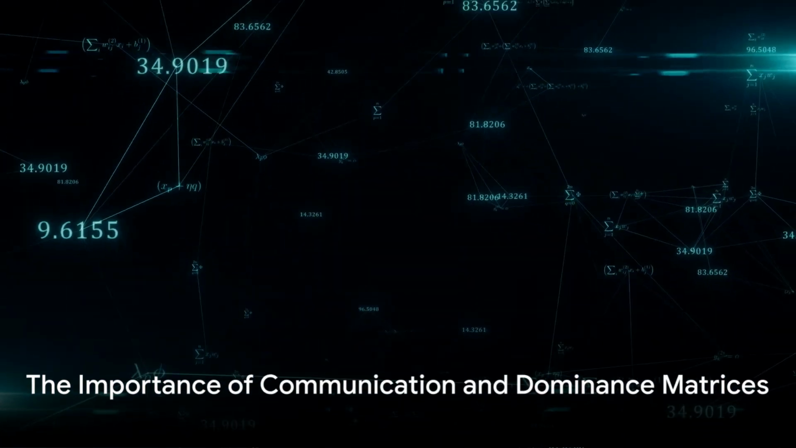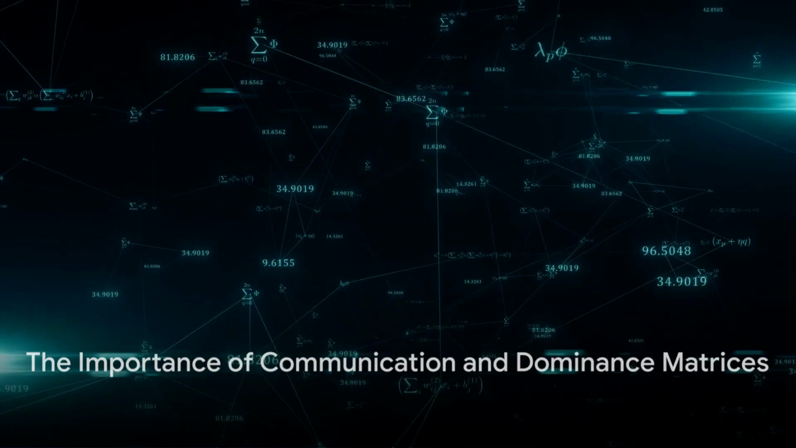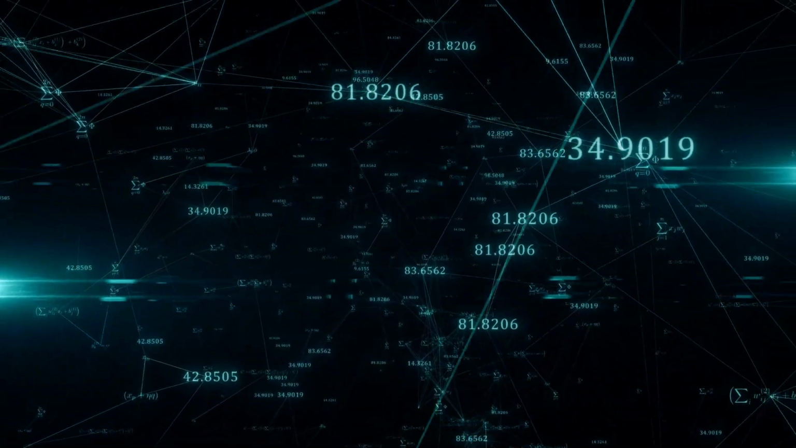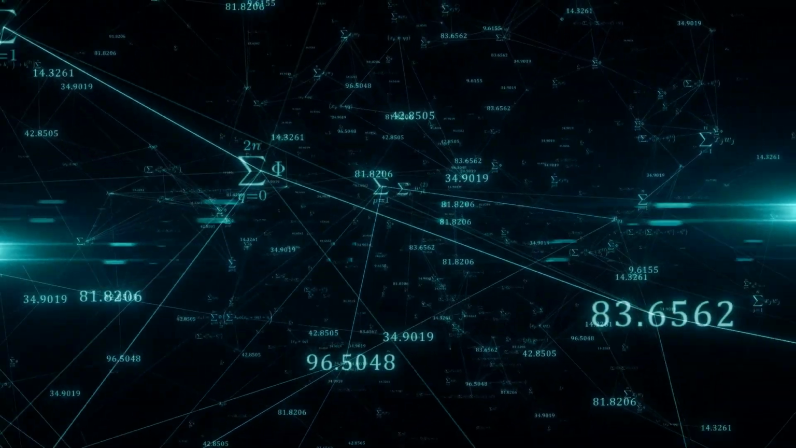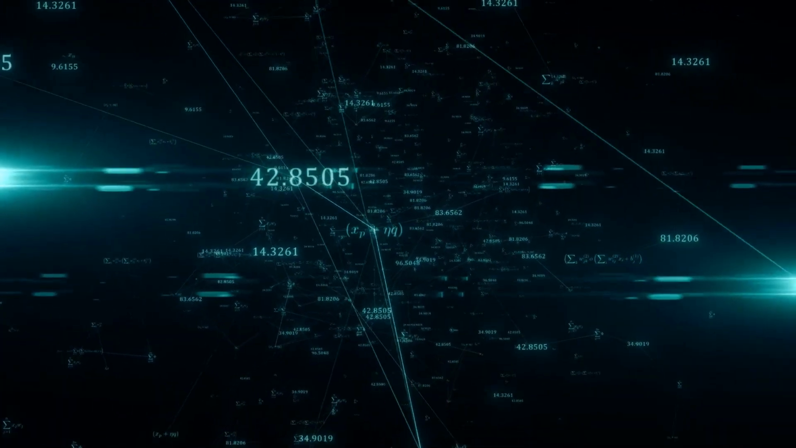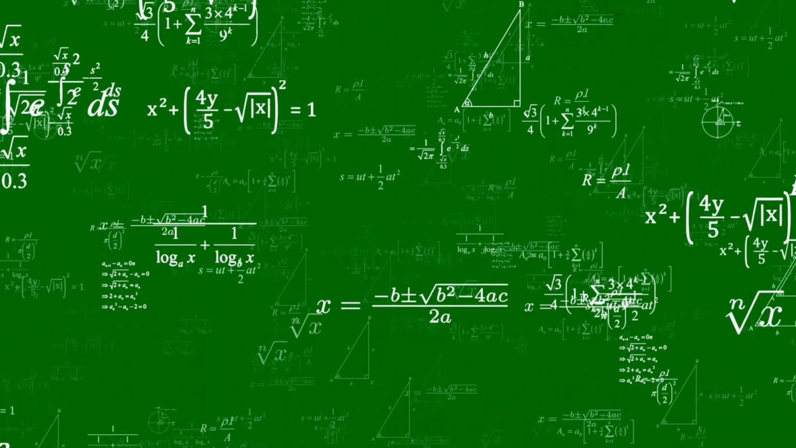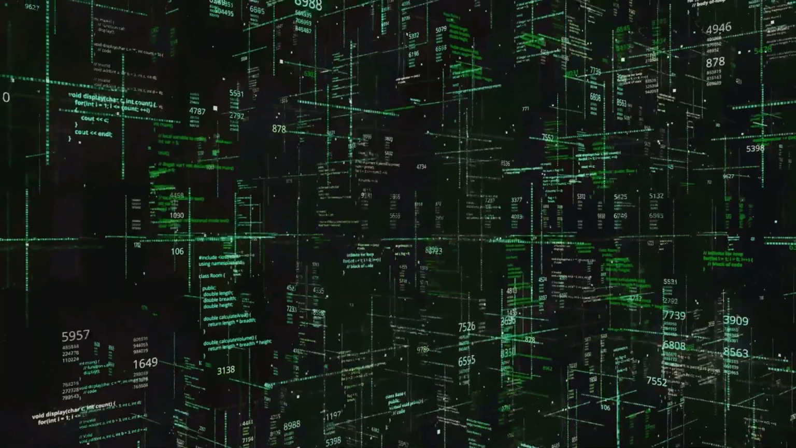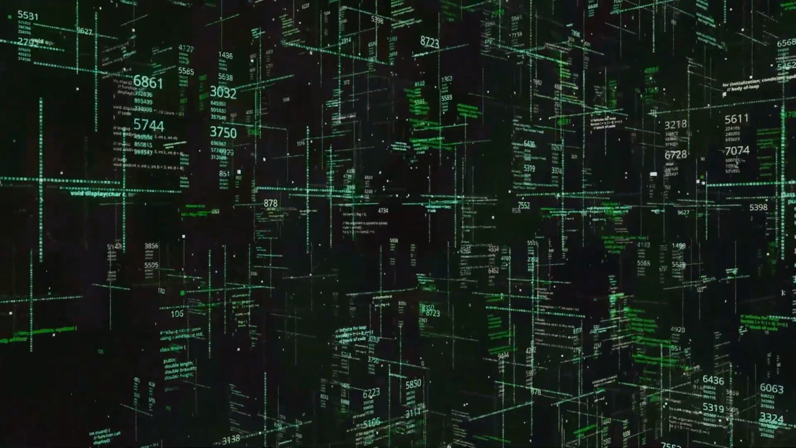Ever wondered how communication systems or round-robin tournaments are analyzed? Well, the answer to this question lies in the magical world of mathematics, specifically through the use of communication and dominance matrices. These two concepts play a crucial role in a multitude of real-life scenarios. Let's start with a quick overview of what matrices are.